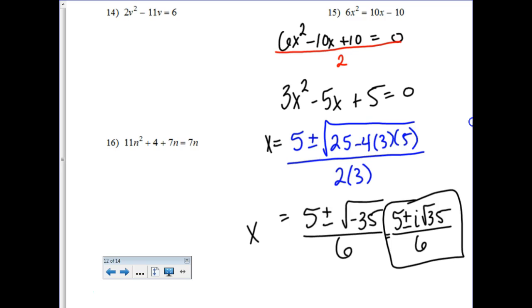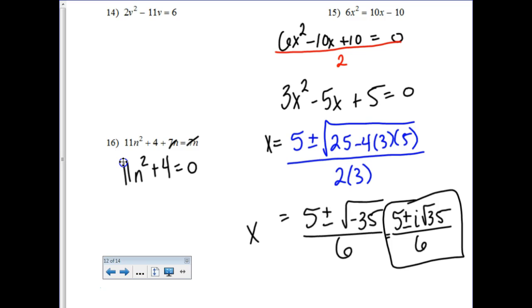16 is kind of unusual, because look what happens when you start to solve 16. Most kids would subtract the 7n over here, and then the 7n's knock out, and you have this. Now, quadratic formula always works, so if you wanted to do quadratic formula on this, you sure could. Your a is 11, but what's your b term? 0, and then c is 4. So you can do quadratic formula. It's actually pretty easy on this question.